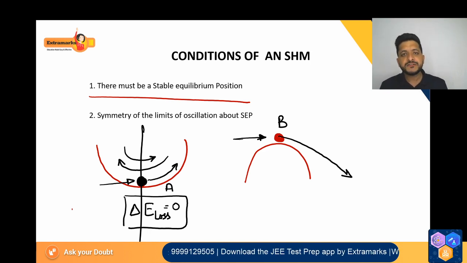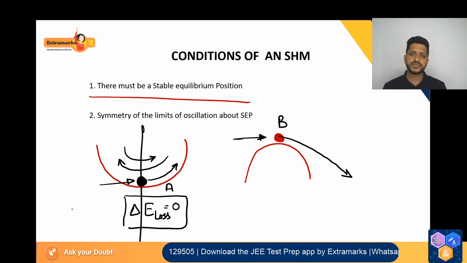Which means it is very difficult for us to change the equilibrium state of particle A, or to divert or deviate particle A from its equilibrium position. Unlike the case of particle B: a slight hit and B is gone, and it never returns back. It does not even bother to come back to its original position.